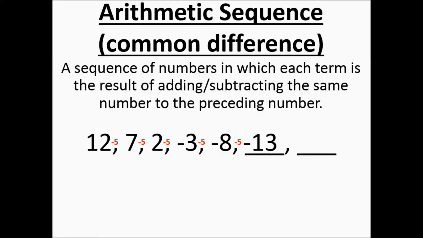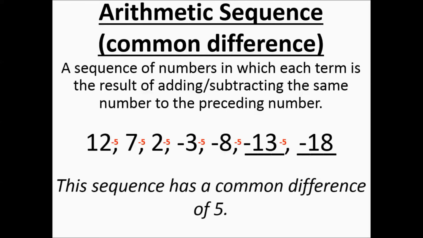And if you keep going, it's going to be -18 for that final missing term. Basically, you're scooting down the number line 5 units to the left each time. So the sequence here has a common difference of 5. You're subtracting 5 each time, so there's a common difference of 5.